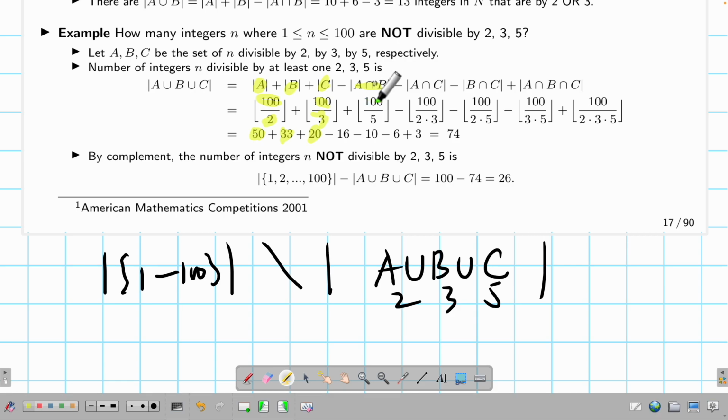The number of integers divisible by 2 and 3 at the same time. So 2 and 3 at the same time means divisible by 6. So 100 divided by 6, take the floor, it gives us 16.